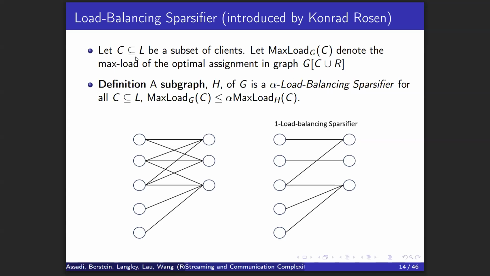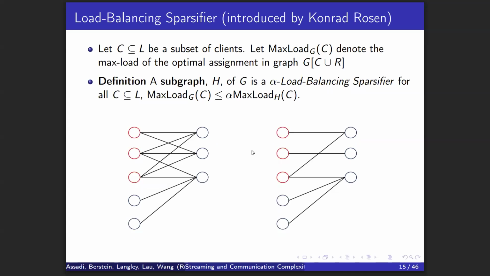So what do I mean? Well, if I'm given a subset C of clients, I'm going to let max load of C denote the max load on the graph just restricted to C on the left side and R on the right side. So you can think of this as the max load of just a subset of the clients. Then we say that a subgraph H of G is an alpha load balancing sparsifier if the max load of any subset of clients in H is at most alpha times the max load in G.